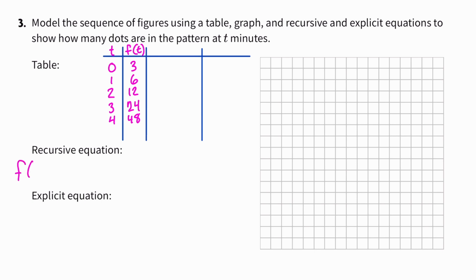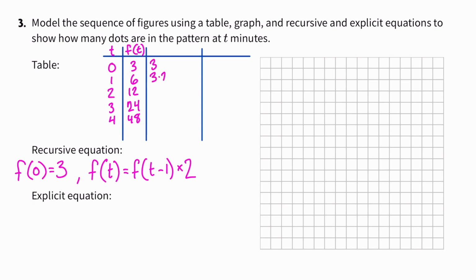So the recursive equation, you need 2 parts to it. First is the starting point, and that's what this is. F of 0 equals 3. That's the very first thing we're getting. And then the next part describes, to get to the next term, you take the previous term and you multiply it by 2.